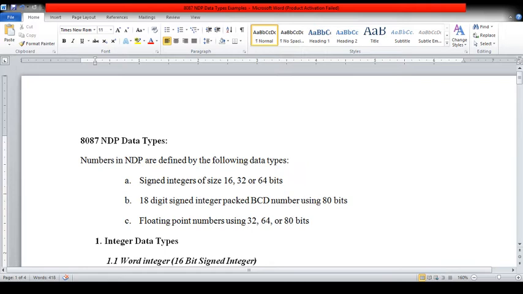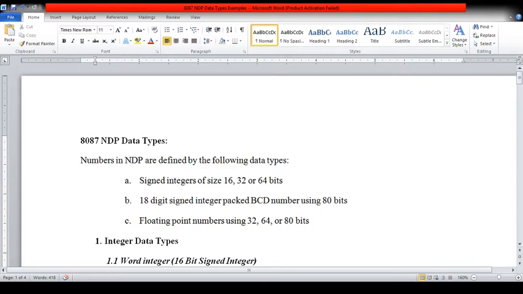So in this particular lecture we are going to learn about how the NDP supports the data types. There are three data types supported by the NDP. The first one is the integer type, the second one is the BCD format, that is packed BCD format, and the third one is the floating point numbers.